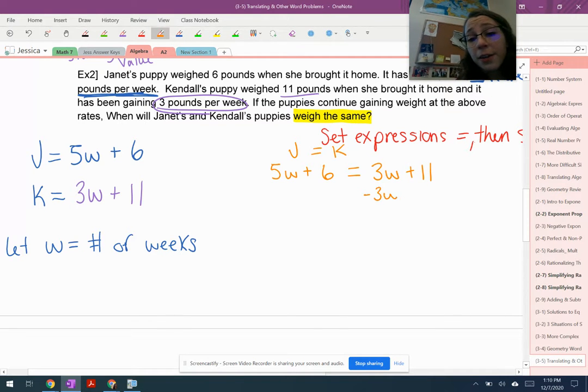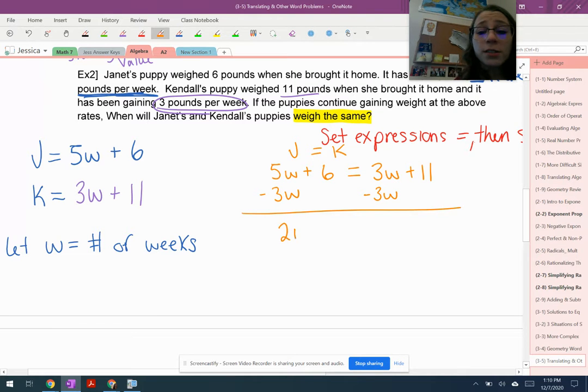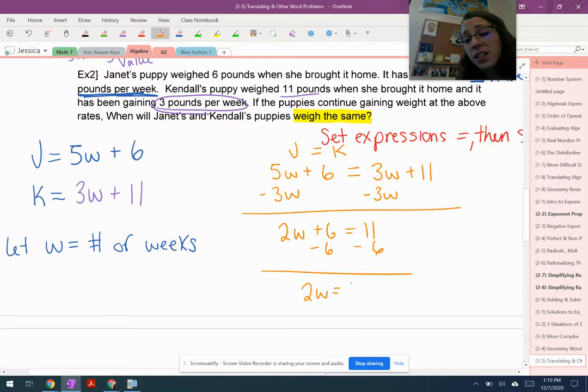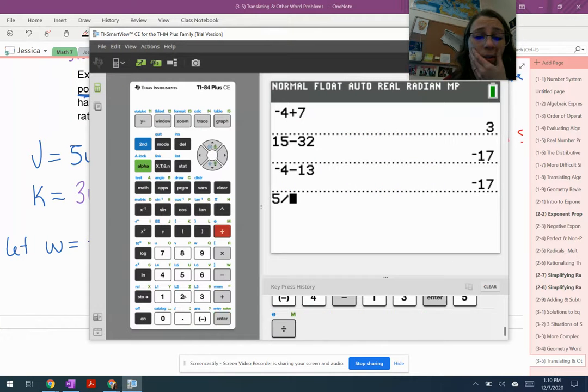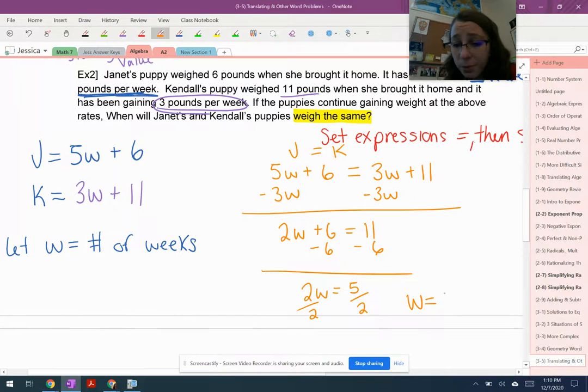Start by getting all your variables on the same side using some inverse operations. Minus that 6, so 2W is equal to 11 minus 6, which is going to be 5. Divide by 2, divide by 2. So W is equal to 5 divided by 2, which is going to be 2.5.